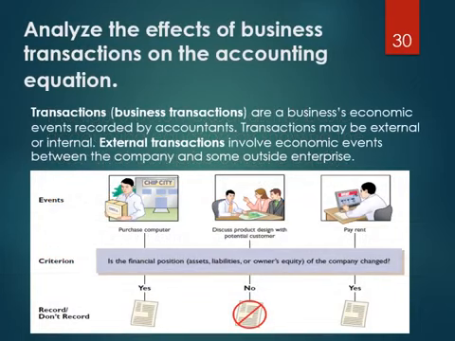Transactions. Business transactions are a business's economic events recorded by accountants. Transactions may be external or internal. External transactions involve economic events between the company and some outside enterprise. For example, Campus Pizza's purchase of cooking equipment from a supplier, payment of monthly rent to the landlord, and sale of pizzas to customers are external transactions.